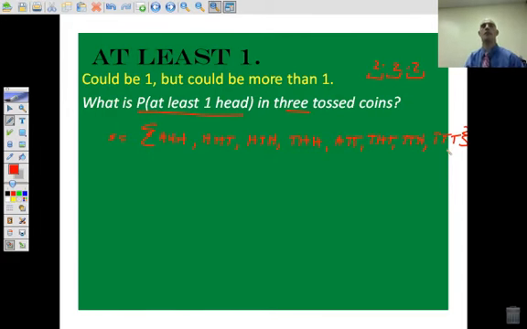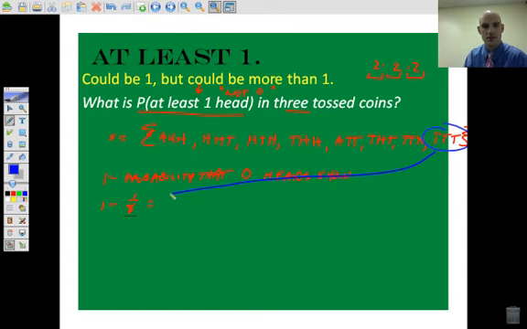Well, we listed all these out, but let's think about this logically for a minute. At least one means not zero. So not none heads, or not no heads. So we would take one, which is all of the possibilities, and we're going to subtract the probability that 0 heads show. So that's going to be 1 minus 1 out of 8, because 1 out of 8 is the number of ways that no heads show. So that would be tails, tails, tails. So that's this one right here.